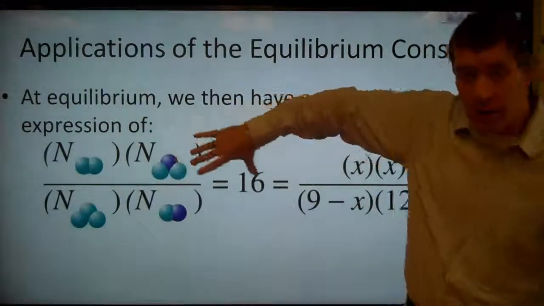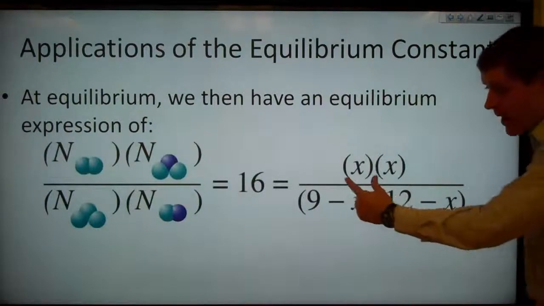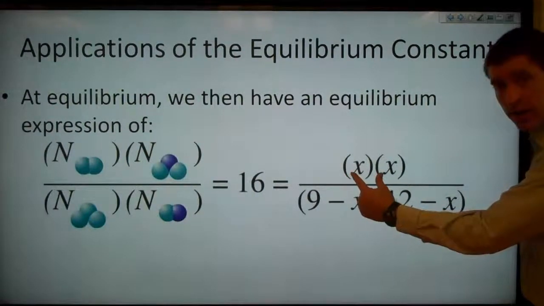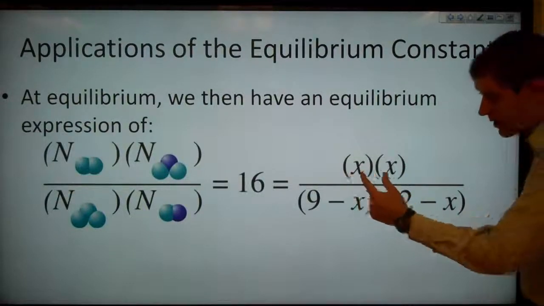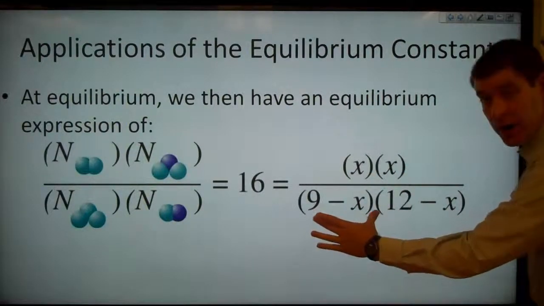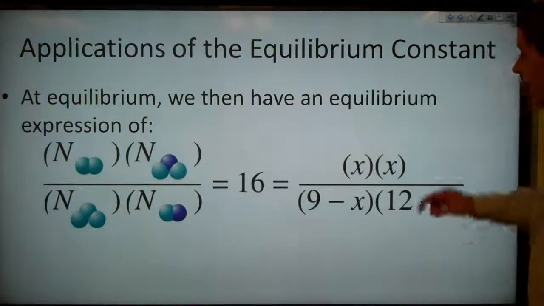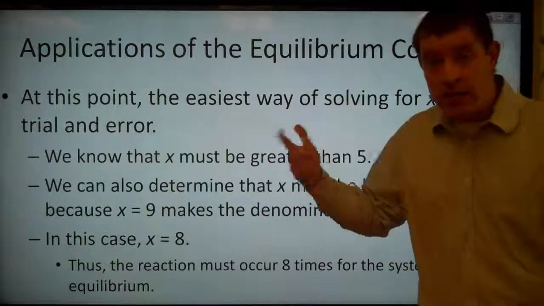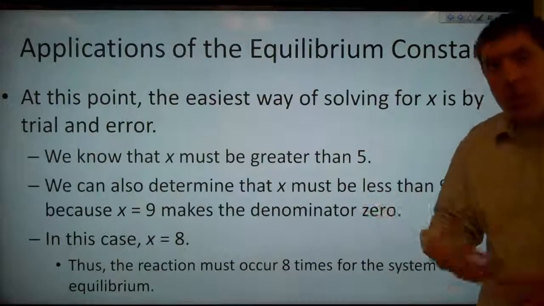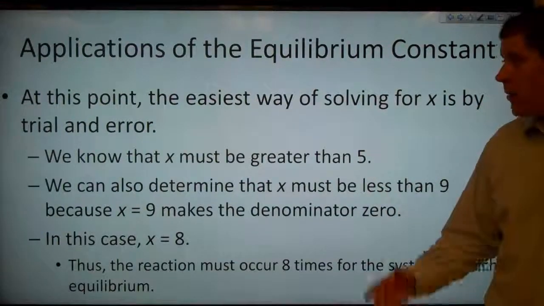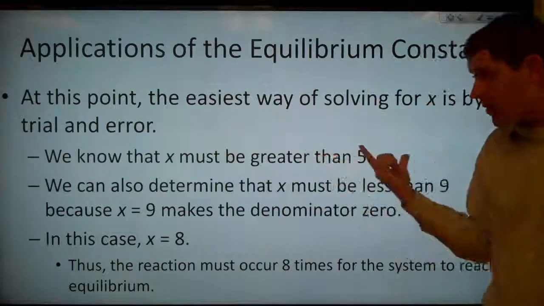So that means that at equilibrium, we then have an equilibrium expression that looks something like this. Remember, we have our equilibrium expression with our numbers equal to 16. And that means that now, if we plug in our values from that right column on the last slide, we have X times X divided by the quantity 9 minus X times the quantity 12 minus X. So now we can go through and solve for X. And again, at this point, because we have relatively small numbers, the easiest way of solving for X is trial and error. So we know that X has to be greater than 5.